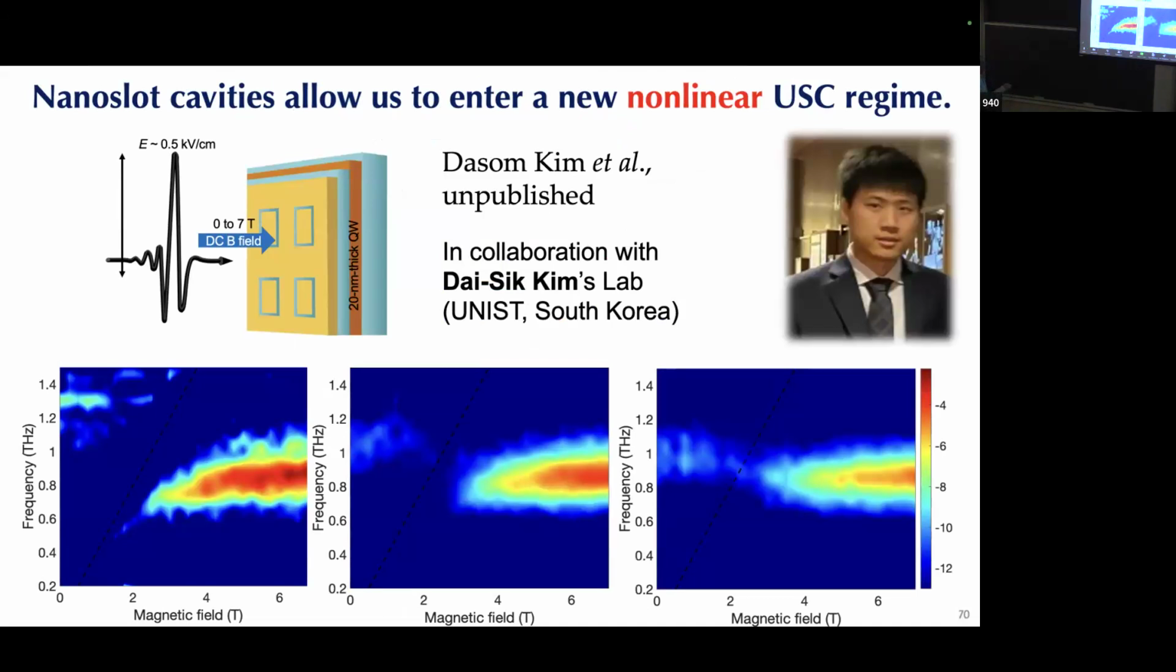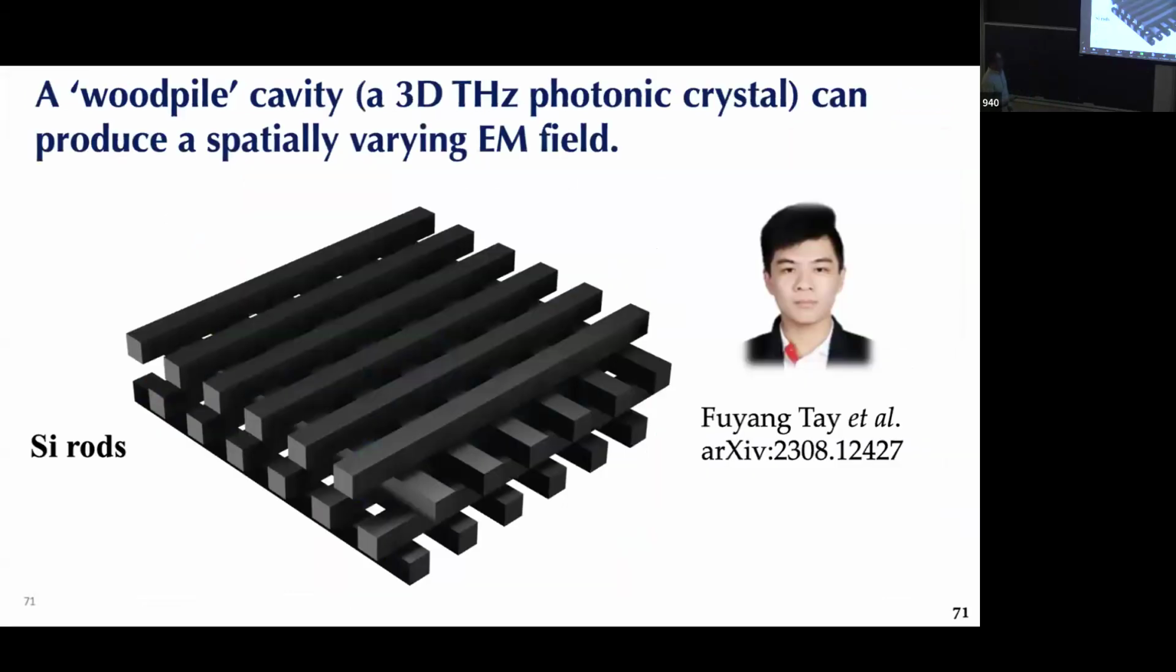We're using nanoslot cavities, and we found that our spectrum changes with the intensity of the incident terahertz radiation. When the intensity is very weak, we see a large Rabi splitting, but then the Rabi splitting becomes smaller and smaller. It eventually disappears when we increase the intensity of the incident light. So we're entering a new regime of nonlinear ultrastrong coupling using this kind of metamaterials to enhance electric fields.